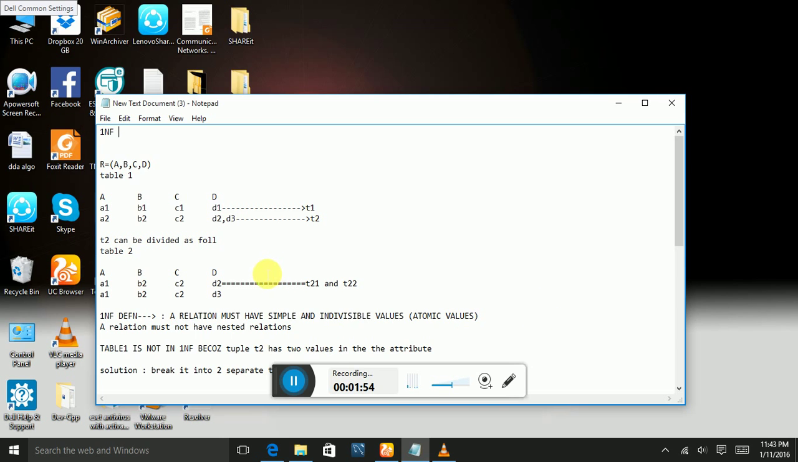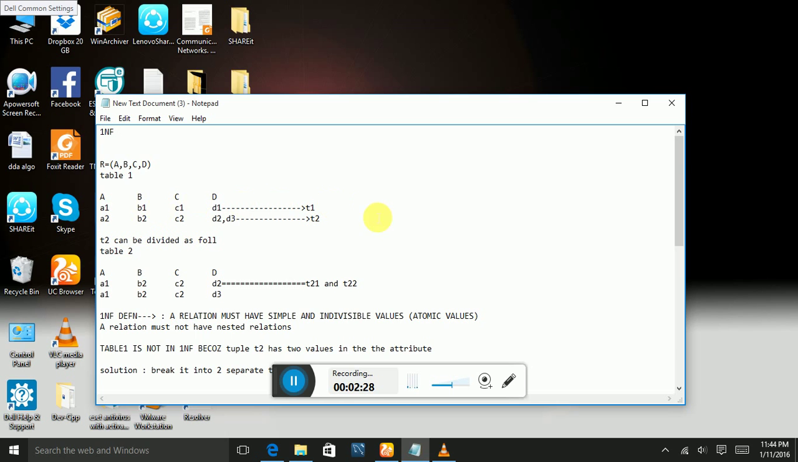What do I mean by this? Consider the relational schema R with attributes A, B, C, and D, and you can see that I've written two tables. What do these two tables signify? I'll tell you now. In the first table, there are two tuples, T1 and T2.